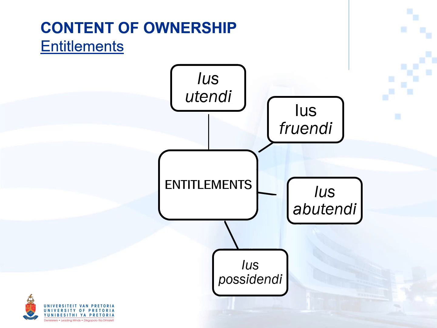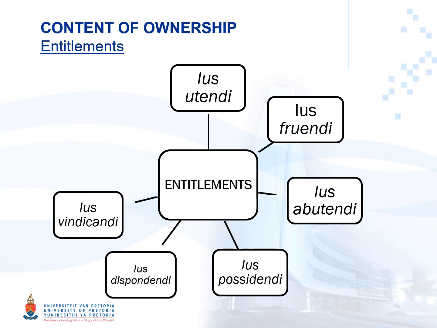Another entitlement that flows from ownership is the "ius despondendi." And this entitlement refers to the entitlement to specifically dispose of the property. You also get the "ius vindicandi." And the "ius vindicandi" refers to the ability of the owner to claim the thing from anyone else who is in unlawful possession of the thing. So it's the right to recovery of the property.